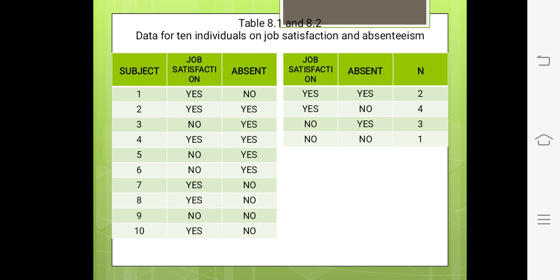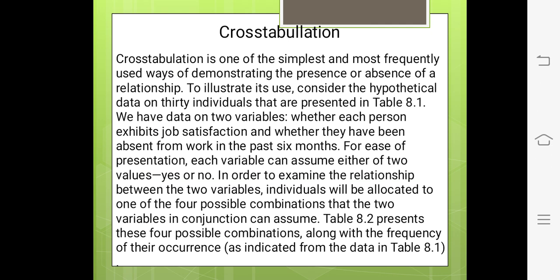You can look at the table for 10 individuals on job satisfaction and absence times. We have data on two variables: whether each person exhibits job satisfaction and whether they have been absent from work in the past 6 months. For each of the variables, it can assume either of two values, yes or no.